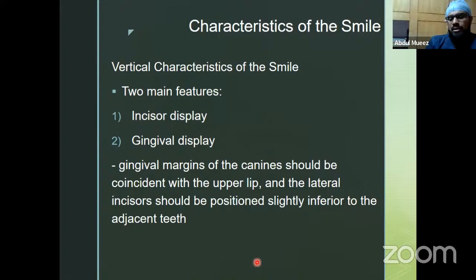And these two things have to be noted as and when the patient is smiling. First thing is the incisor show, how much of the incisor is visible in the patient, and along with that the gingival display. So how much of the gingival display is seen. The gingival margins of the canine should coincide with the upper lip, and the lateral incisor should be positioned slightly inferior to the adjacent teeth.